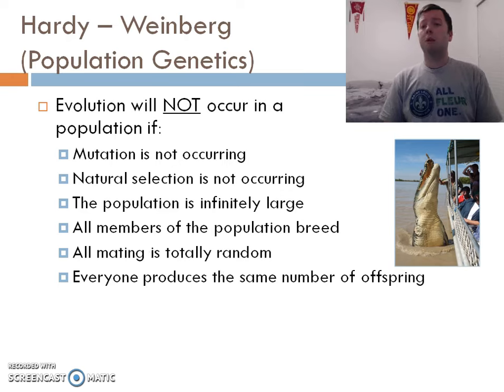Does everyone produce the same number of offspring? Absolutely not. Maybe there's one family with 10 kids whose names all start with J, and who knows, right? Or maybe there's another family with 1 kid and another family with no kids. Who knows?